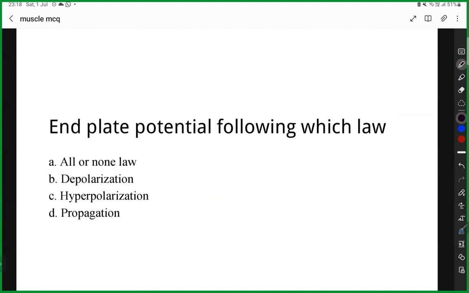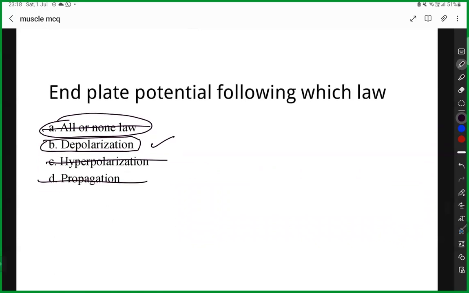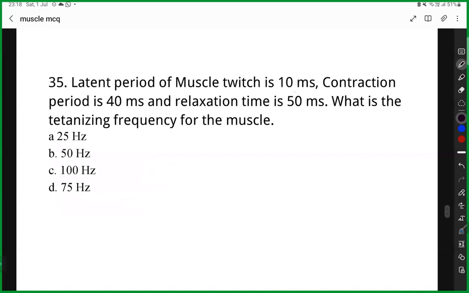Action potential is the one that follows the all or none phenomenon. Okay, hyperpolarization, propagation. So this is just a depolarization. That is the right answer. So the latent period of muscle twitch is 10 milliseconds. So this is very important.